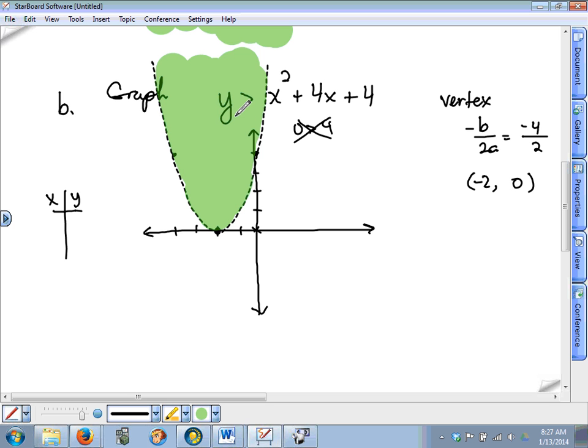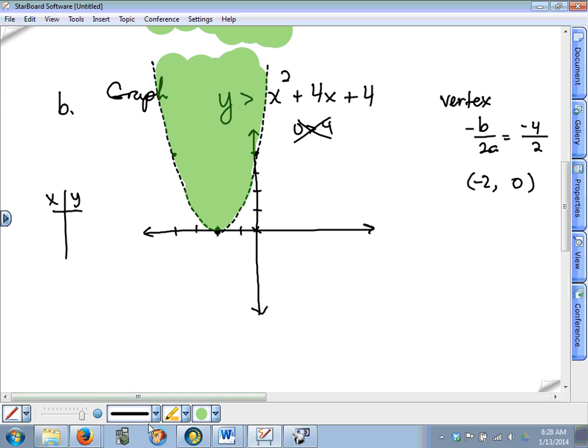So we shade inside the parabola. The only difference between objective 1 that we're doing now and objective 2 is that objective 2 is going to combine a quadratic with a linear, and there's going to be a double shaded area somewhere. You've got to find out where the double shaded area is. You've done this before back in Algebra 2.